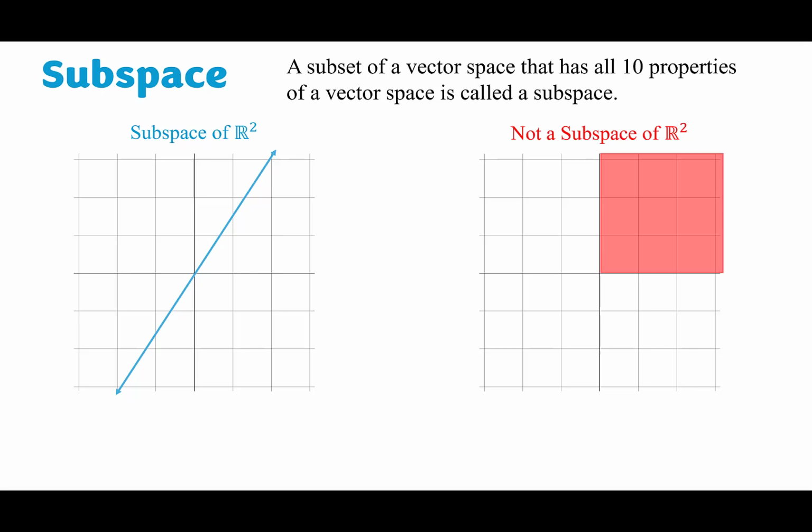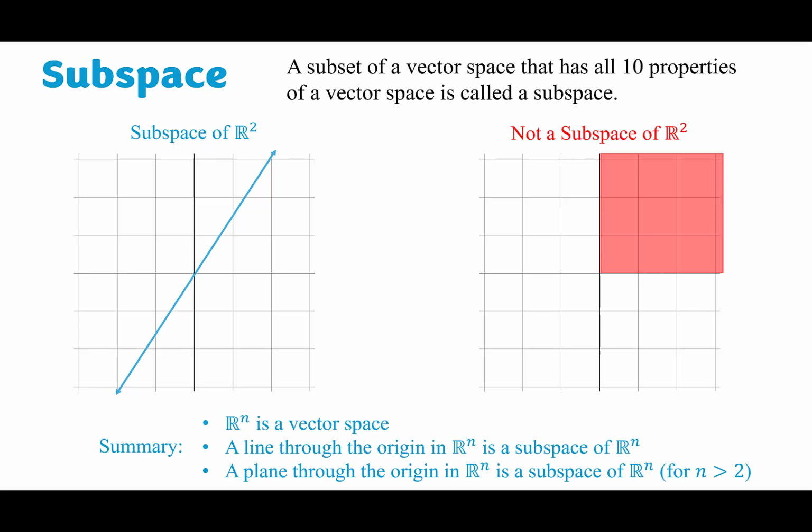All right, so we've gone through these abstract concepts of vector space and subspace. Now let's just summarize some of our conclusions. Any dimensional space, that is Rn, where n is any positive integer, so not just R2 and R3, but really any dimensional space, is a vector space. It'll satisfy all those 10 properties that we looked at. Now for subspaces, a line through the origin in that n-dimensional space is a subspace of Rn, right? Because a line would be a subset of some n-dimensional space. And as long as it goes through the origin, it will satisfy all those 10 properties.